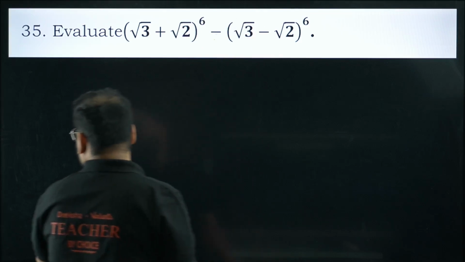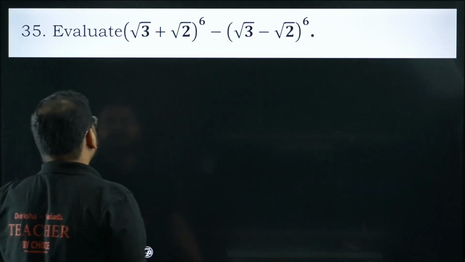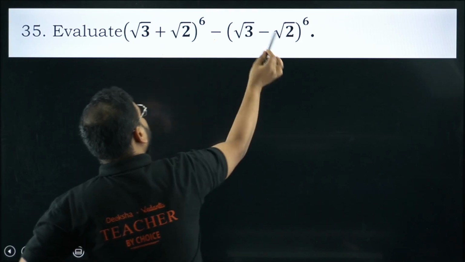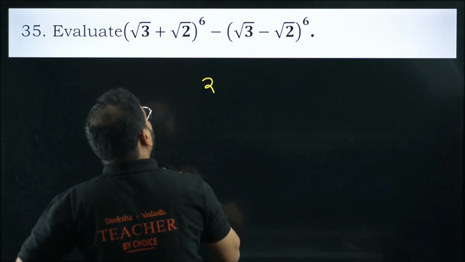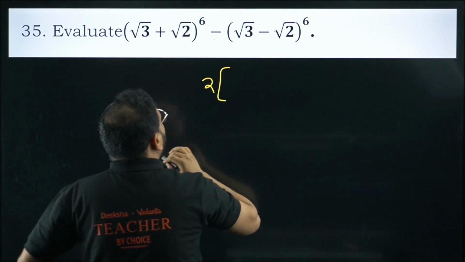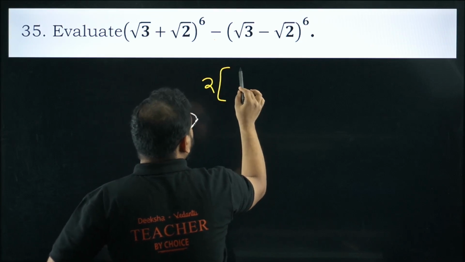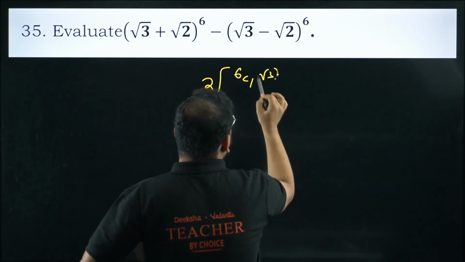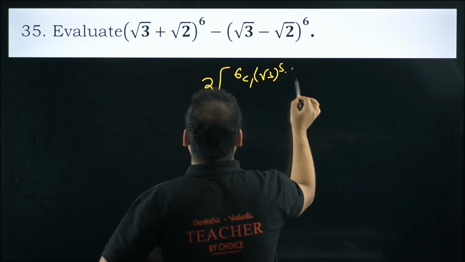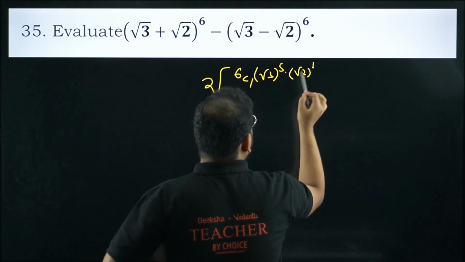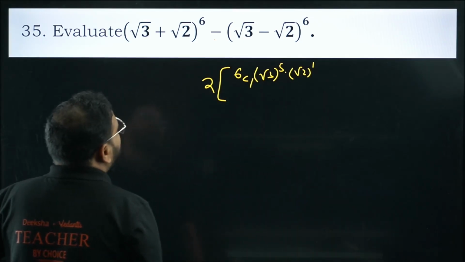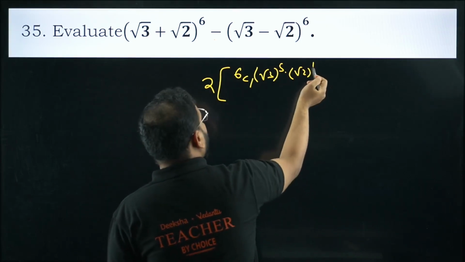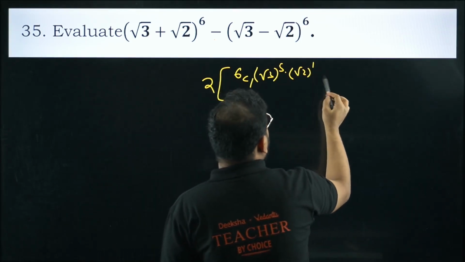Okay, so what I'll have over here is, check this out. Over here also I'll have odd terms left, here also odd terms left. So 2 times of, even is gone, so 6c1, root 3 power 5 and root 2 power 1, correct? This is an odd term. Root 2 power 1 is odd only, right? Next will have positive.